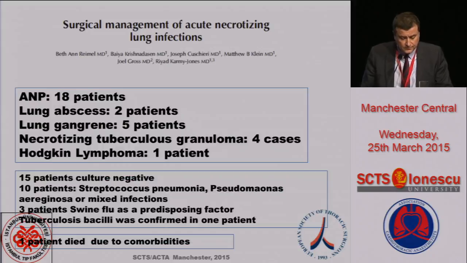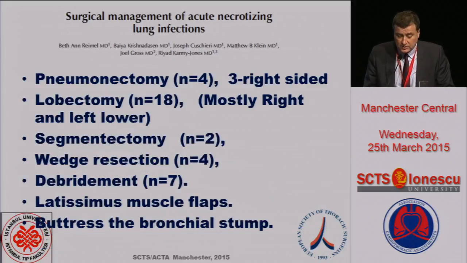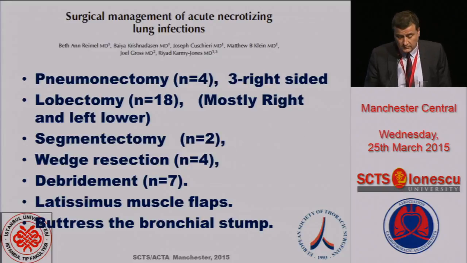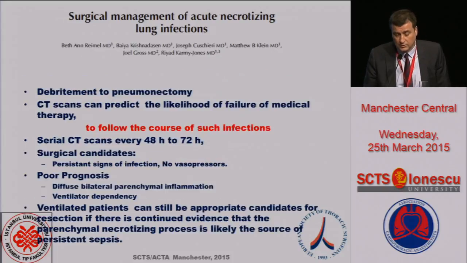In another series, acute necrotizing pneumonia constitutes most of the patients. The remaining are lung abscess, lung gangrene, and necrotizing tuberculous granuloma. And only one patient died in this series due to comorbidities, and the resections were pneumonectomy, 3 of them right-sided, lobectomy, mostly right and left lower lobes, and segmentectomy, wedge resections, and debridement. Latissimus muscle flaps are used to buttress the bronchial stump or to fill the anticipated space after the resection.